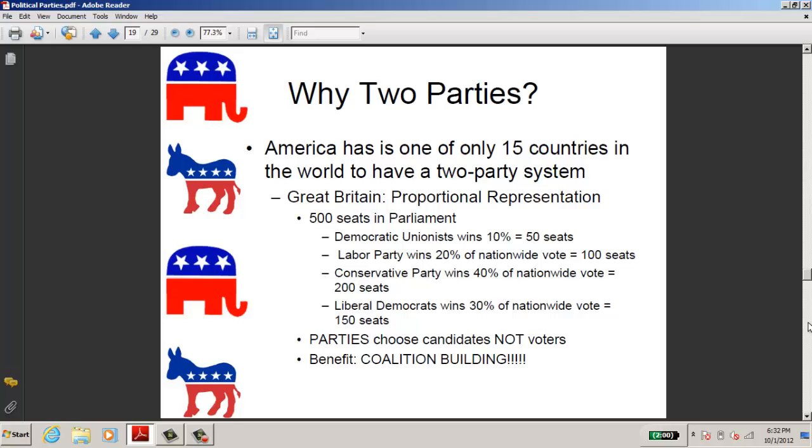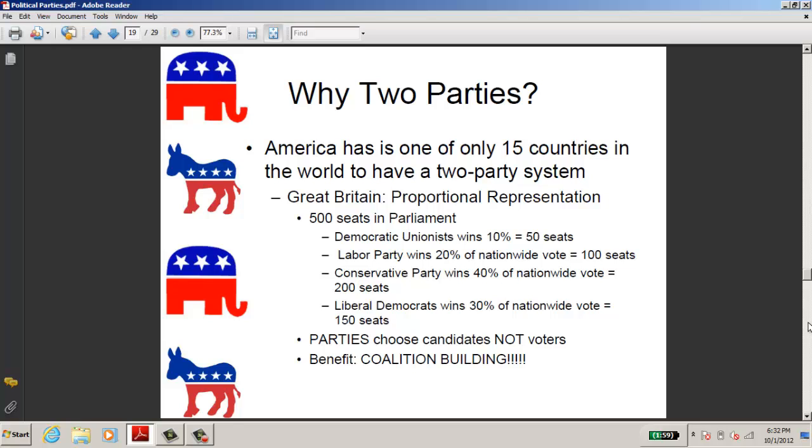So how this works, the Democratic Unionists, if they win 10% of the vote nationwide, not a state election, not a local election, a nationwide election, these are unitary political systems, they will get 10% of the seats in Parliament, which is 50 seats. Now you're probably wondering, who chooses who sits in those seats? Think about that. Answer, the party bosses, the party leadership does. So this is certainly a system that gives the political party a significant amount of power.